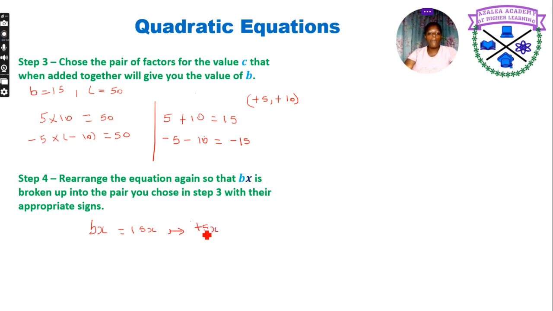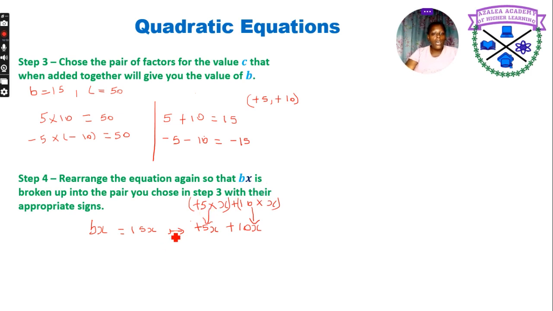So this is going to be plus 5x plus 10x. Where did our x come from? Plus 5 and plus 10 would be the values we get for b. And because it's bx, it's going to be plus 5 multiplied by x plus 10 multiplied by x. And when we do this, these are the answers that we would get down here.